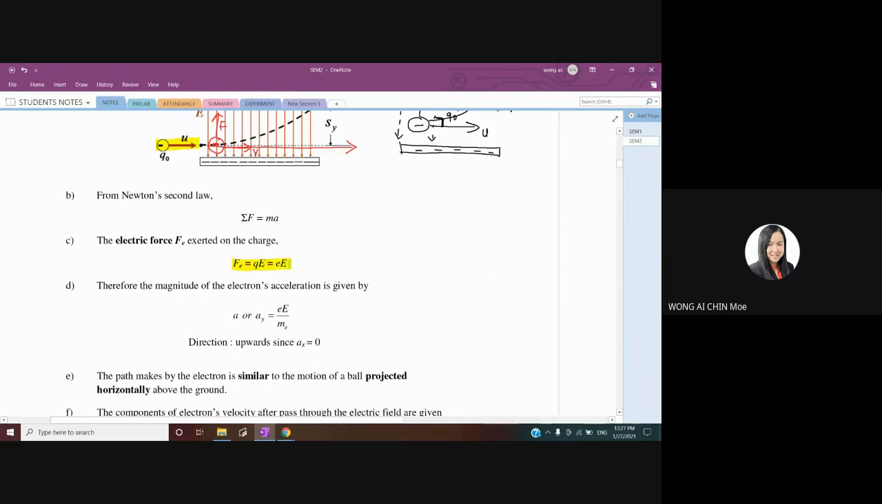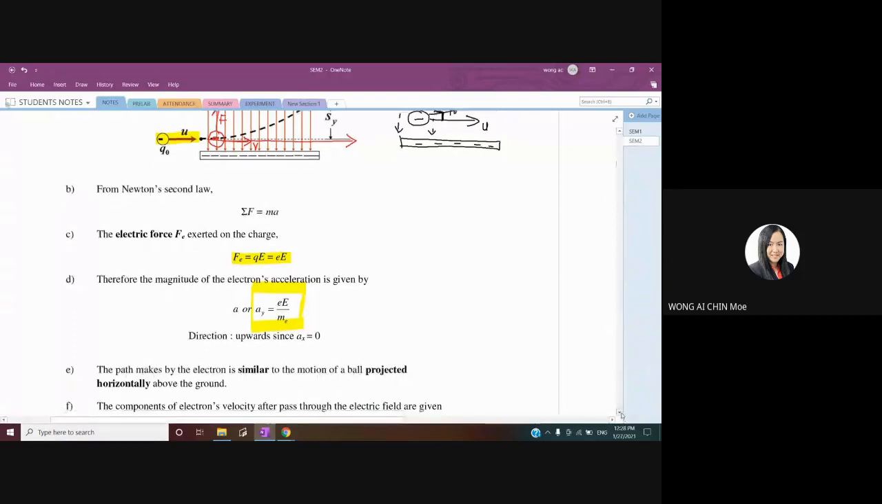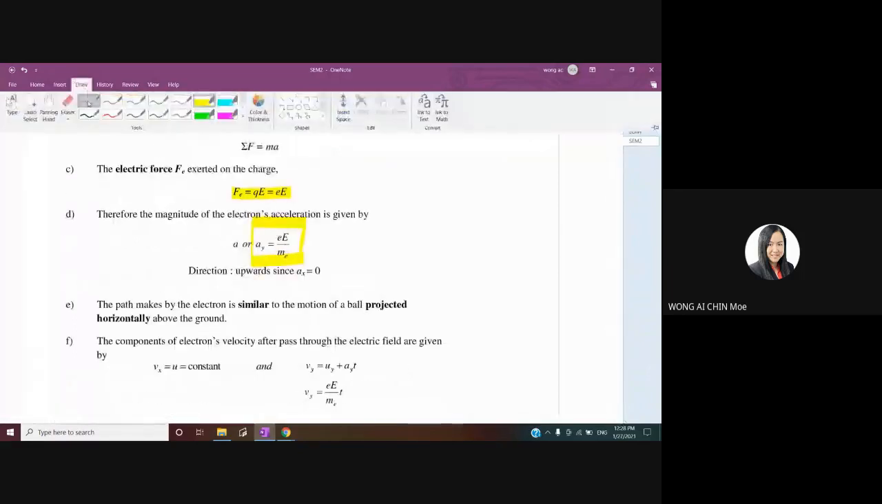So it depends. If this is a negative charge, we substitute a negative charge. If this is a positive charge, we substitute a positive charge. This only happens in our parallel plate. So if we combine F equals ma and F equals EQ, finally we get the acceleration. The acceleration of the electron is a equals E over m. Some books may write it like this.